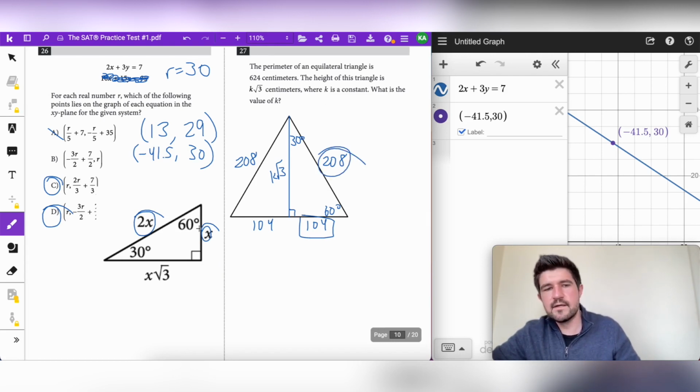And the question is, how do we get from the shorter leg to the longer leg? Well, it's x root 3, just like here. They have k root 3. But that k is in the same position as our x, which is the length of the shorter leg, 104. And so it turns out that this length here, the height, would be 104 root 3, making our k value 104.